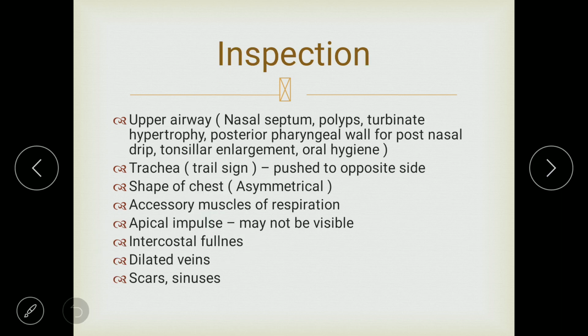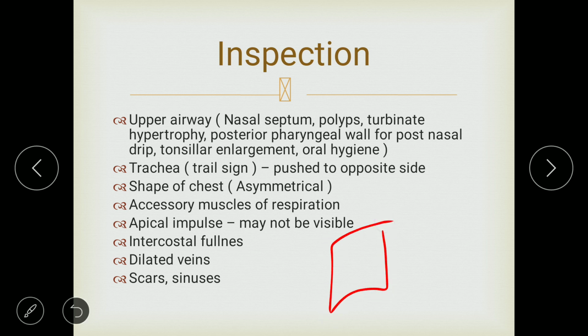Coming to the inspection, the upper airway and lower airway aspects are to be inspected. Upper airway, you have to check for nasal septum deviation, whether there are any polyps, turbinate hypertrophy, and look at the posterior pharyngeal wall for any postnasal drip, and tonsillar enlargement, which could be a part of lymphoma. And oral hygiene, poor oral hygiene can predispose to microaspiration, which can cause lung abscess, which may rupture into the pleural cavity producing empyema. And trachea will always be shifted to the opposite side in case of pleural effusion.